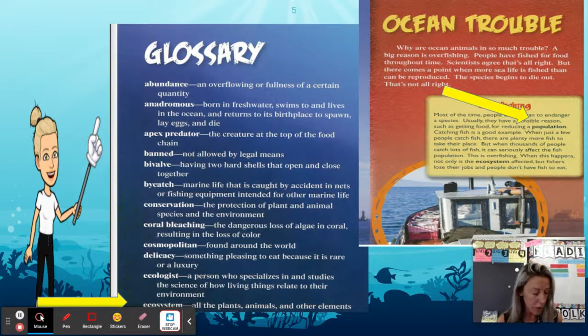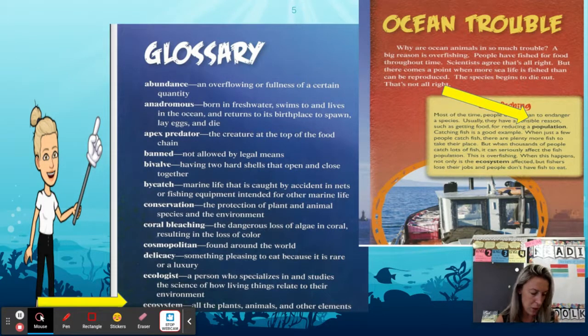Catching fish is a good example. When just a few people catch fish, there are plenty more fish to take their place. But when thousands of people catch lots of fish, it can seriously affect the fish population. This is overfishing. When this happens, not only is the ecosystem affected, but fishers lose their jobs and people don't have fish to eat. I also see that the word ecosystem is in bold.